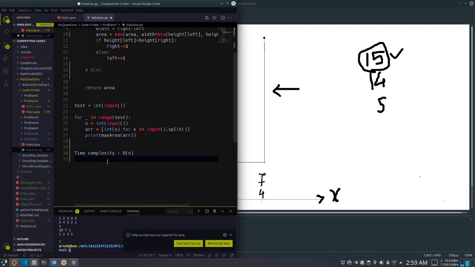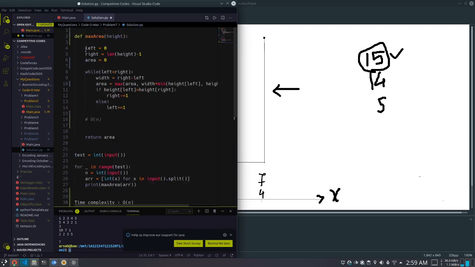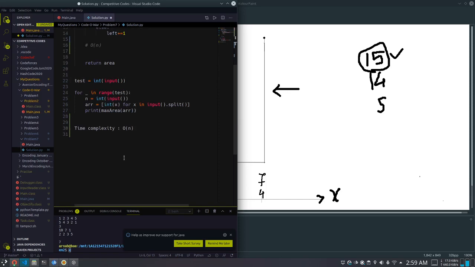What about the space complexity? We are just using three variables, so space complexity is nothing but O of 3. Okay, so this is our space and time complexity.